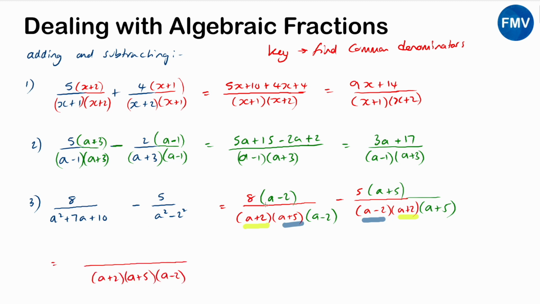What I would do now is expand these and write them as a numerator. So we've got 8a minus 16. Remember, that is a minus 5 multiplied by a, so that's a minus 5a. And it's a minus 5 multiplied by 5, which is minus 25. Now we collect like terms and we show it over the denominator. And that's it, done.